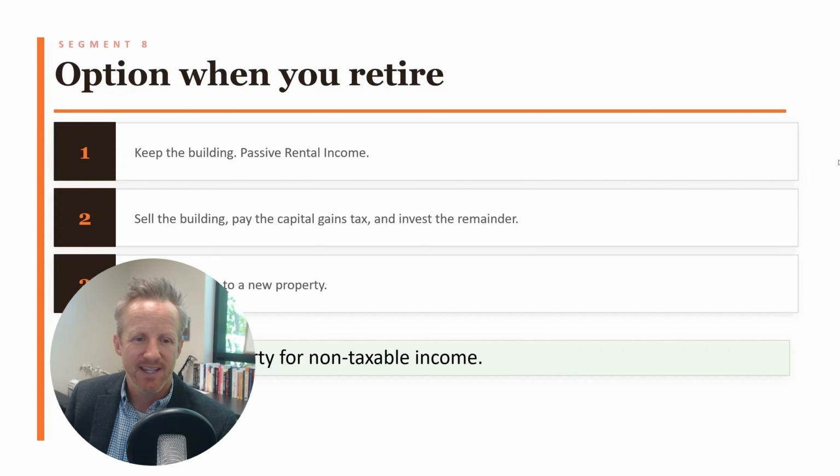Option number two is sell the building, pay the capital gains tax, and invest the remainder. So if you have a $2 million building, you may sell it and walk away with, after all is said and done, I don't know, $1 million. And then you can throw that in the stock markets, in stocks paying good dividends. There's a lot of really good value companies out there, less sexy companies, been around a long time, paying really good dividends, 4, 5, 6% rate dividends.